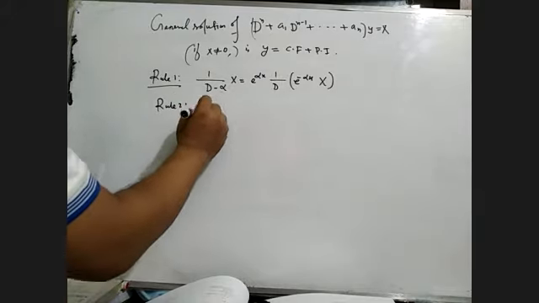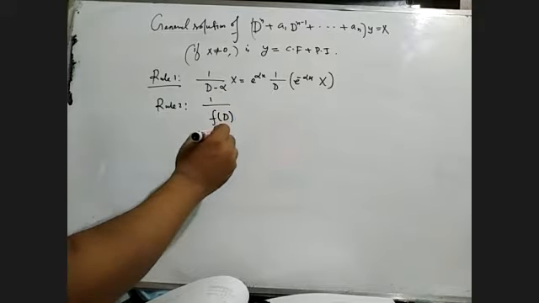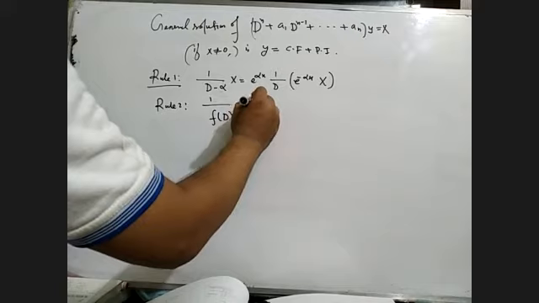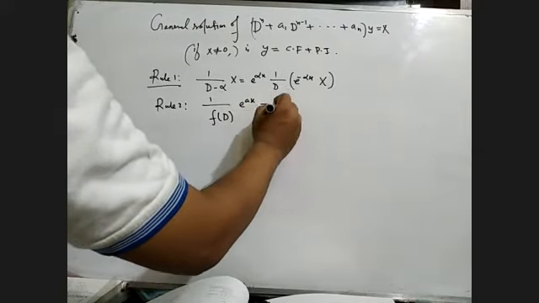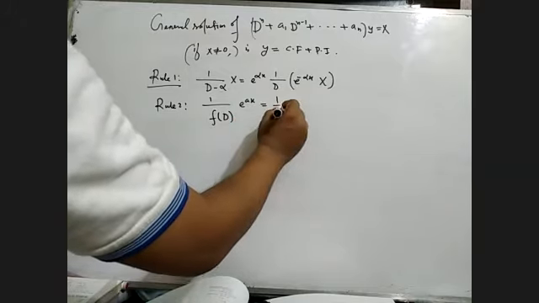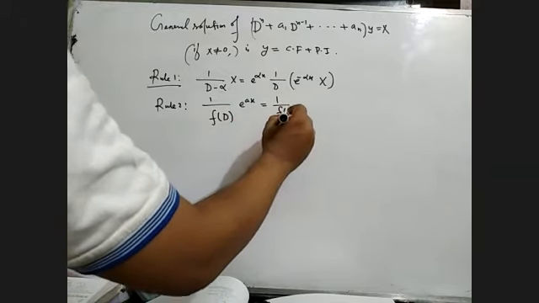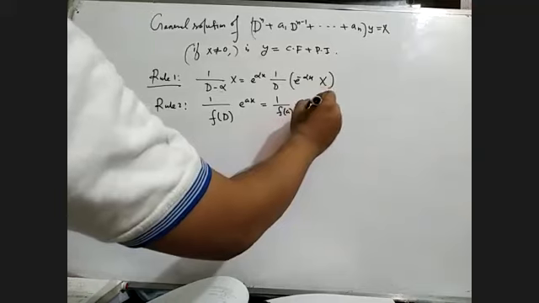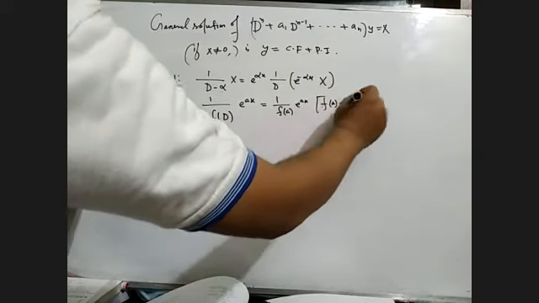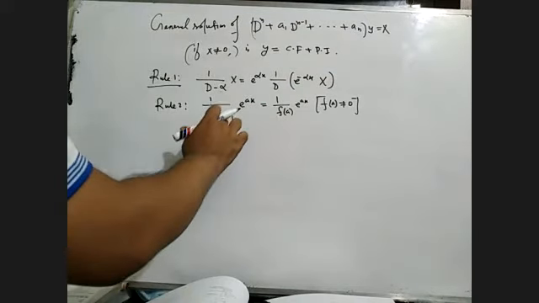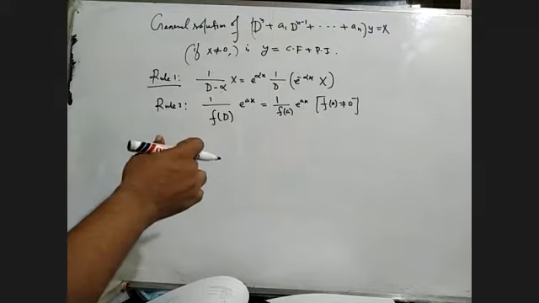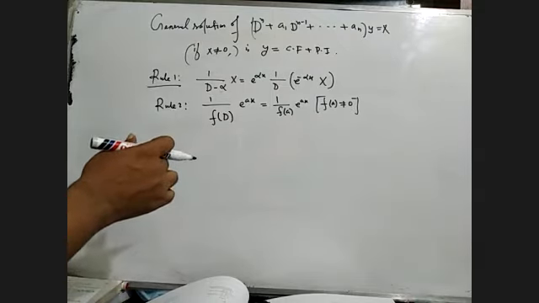Rule 2: 1 by f of D, where capital D is the operator d/dx, acting on e to the power ax, can be written by just substituting capital D equals a. Then it will become 1 by f of a times e to the power ax, but f of a can never be 0. So capital D can be substituted by a. This is the second rule.